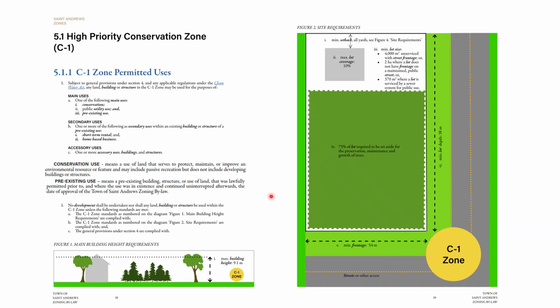Pre-existing use is an interesting one, because there's a basic standard in planning in New Brunswick and most places that existing legally allowed uses may continue, but that continuance is very restricted. It can be very hard to issue building permits. So a pre-existing use, the way it's defined here, is a pre-existing building or structure or use of land that was lawfully permitted prior to, and where the use was in existence and continued uninterrupted afterwards, the date of approval of the Town of St. Andrews zoning bylaw.